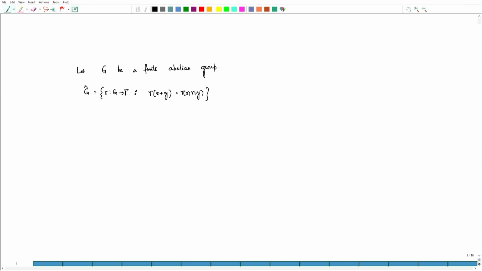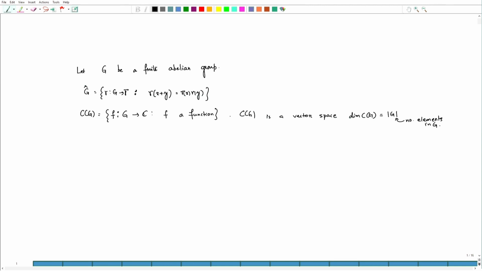Now let us define C G to be the set of all functions f on G. Then we have seen that C G is a vector space, and the dimension of C G is the cardinality of G, the number of elements in the group G.